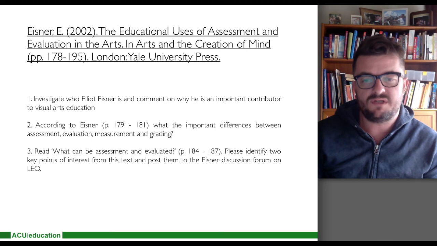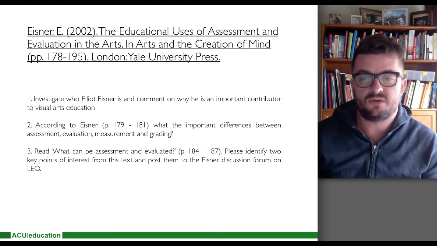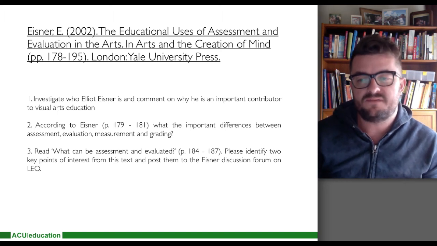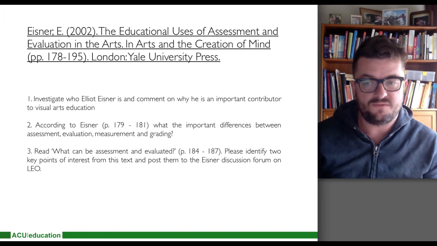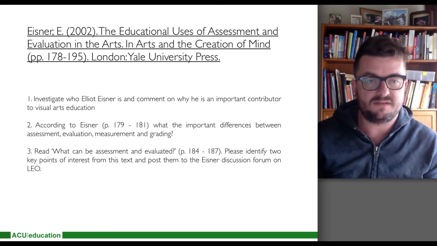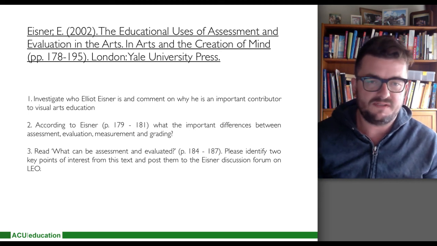I'd also like you to read pages 184 to 187, and that's a section called What Can Be Assessed and What Can Be Evaluated. A little mistake there on my presentation: I said what can be assessment and evaluated. That should be what can be assessed and evaluated. Please identify 2 key points of interest to you from this reading and post them to the Eisner discussion forum on Leo, and you'll see that's in the Week 5 module on Leo. I'm not looking for pages and pages and pages.